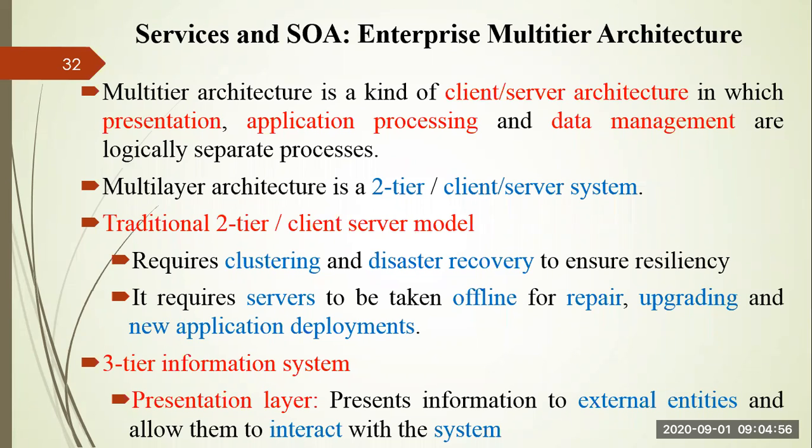If you see this particular architecture, it has three layers. One is called presentation, another is application processing, and the third is data management. You know about the OSI ISO reference model in computer networks, which has 7 layers. The architecture used in service-oriented architecture, especially in enterprises, has three layers: presentation, application processing, and data management, and these layers are logically separated from each other, as you have seen in the OSI ISO reference model.